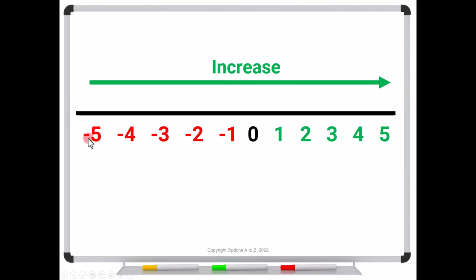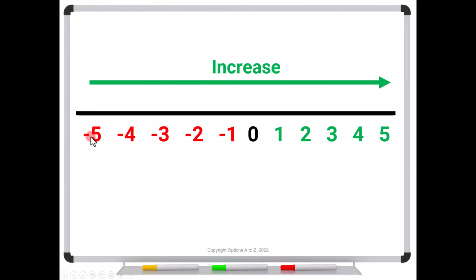Too many times traders say, well, we went from 5 to 4 and then from 4 to 3, so the numbers are decreasing. They're not. That's what we call the absolute value. You're not accounting for the negative sign. You're just looking at the size or the magnitude.